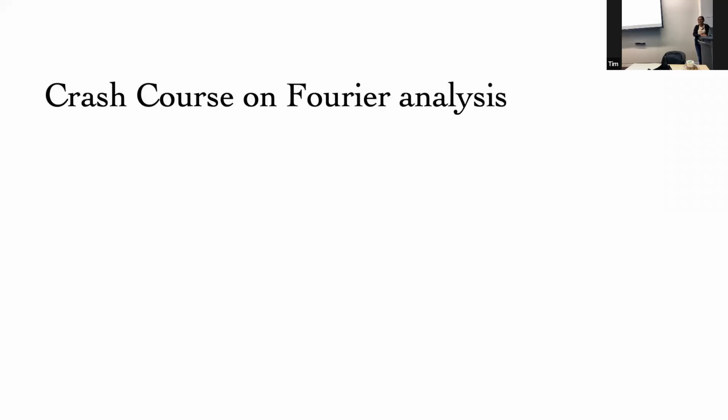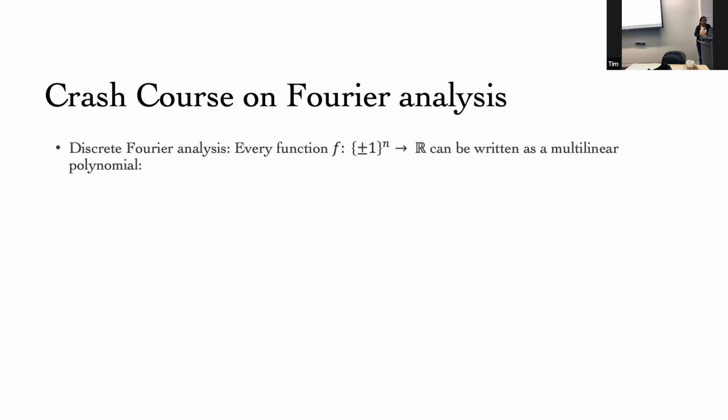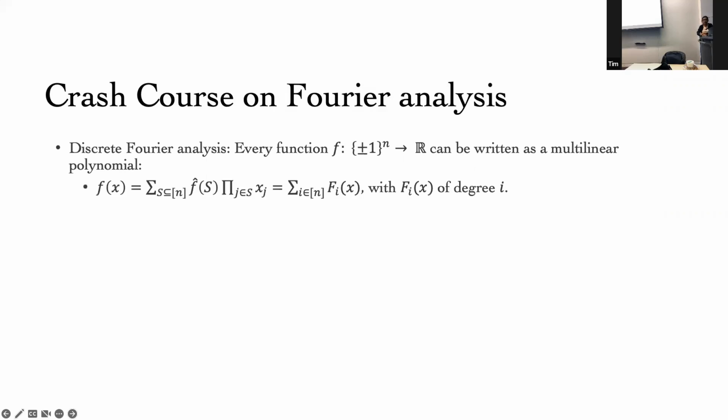So a one-slide crash course on Fourier analysis. Every function on, let's say, the hypercube to the reals can be written as a multilinear polynomial. And just think of f like this. We break down the function into levels, where the levels go from 1 to n. So each f can be written as a sum over fi, where each fi we call of level i, or actually on the hypercube it has degree i in these variables xi.